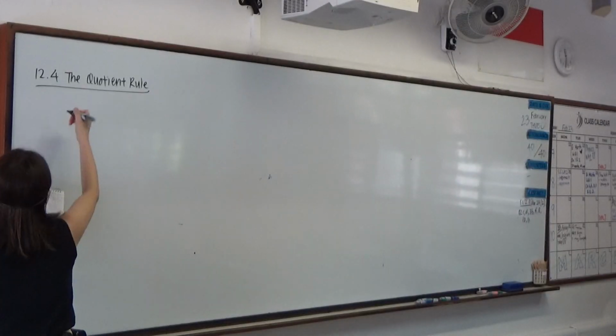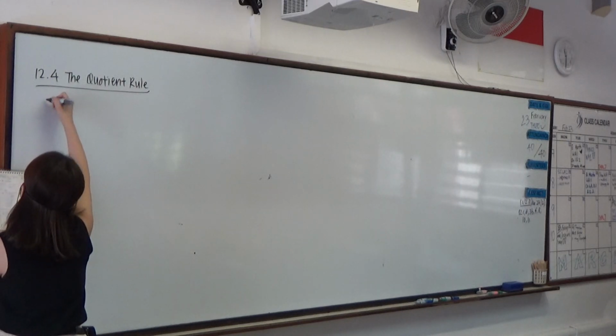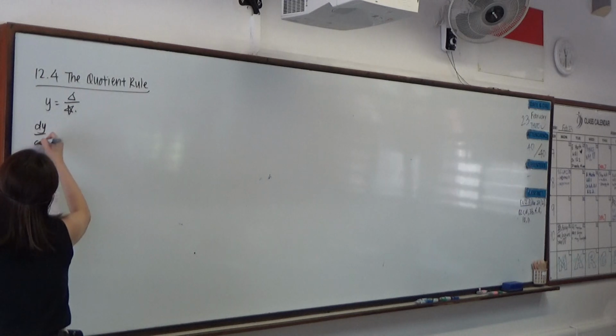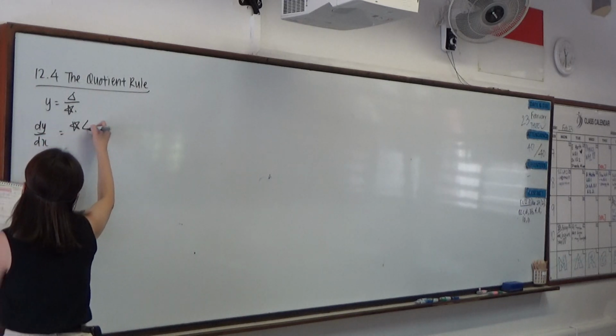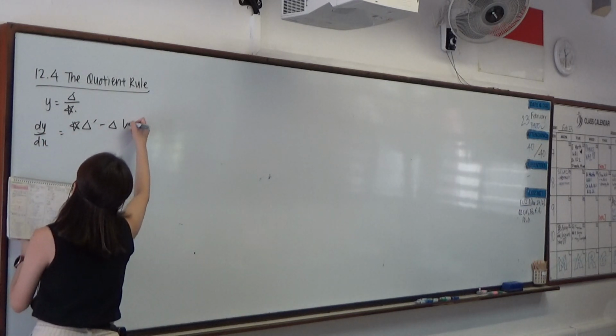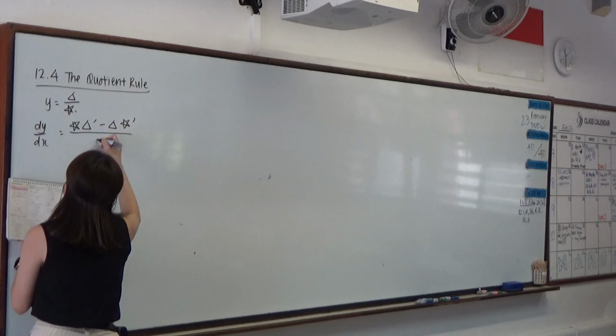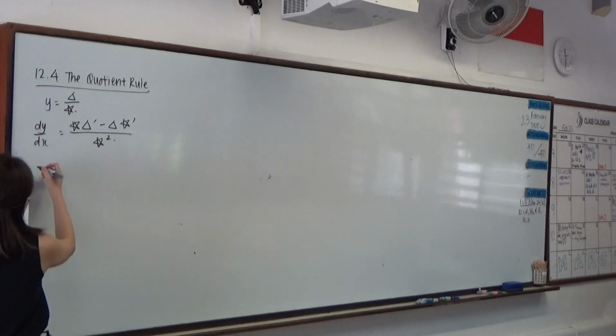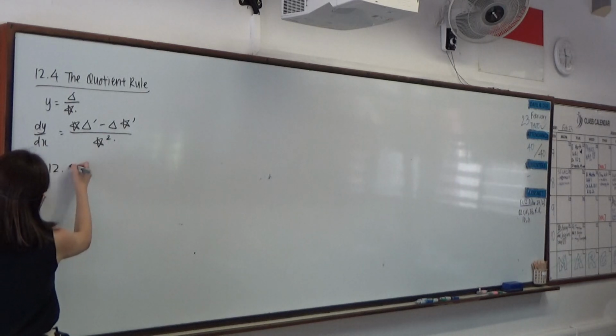Okay, so dy over dx is expressed in this manner, our quotient rule: keep bottom, differentiate top, minus keep top, differentiate bottom, over bottom squared. Okay, so looking at exercise 12.4, question 8.